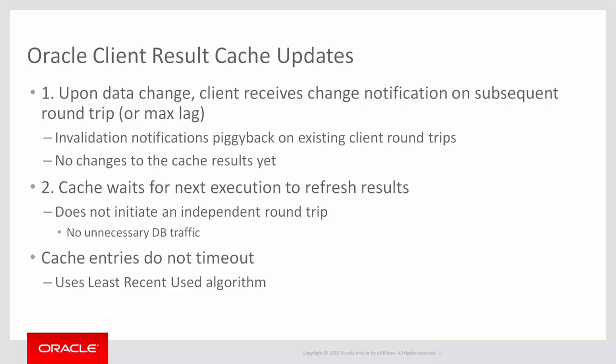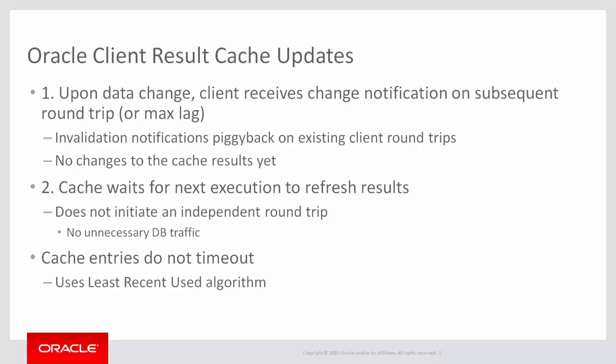The reason why we defer actually updating the data in the cache is that the results possibly could change many times before someone tries to read the cache. If that's the case, you don't want to have constantly updating client results. You want to be able to defer that until someone actually needs to read the results. So that's another way we reduce unnecessary database traffic.